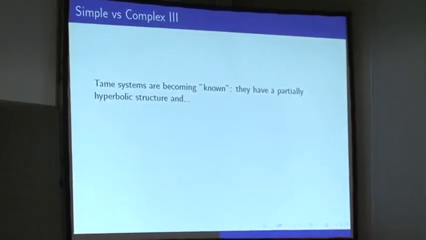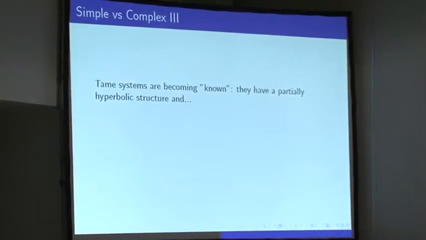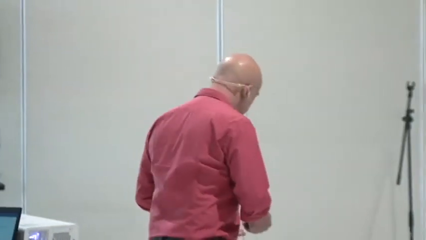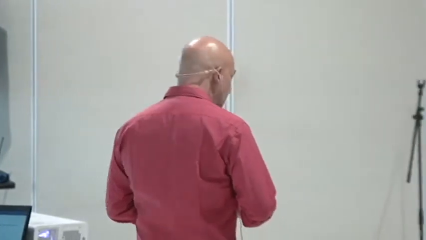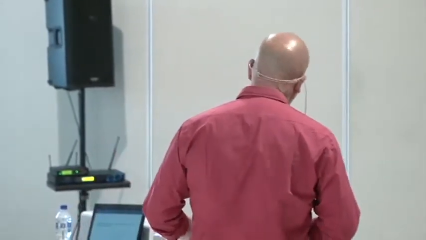Now let me say that tame systems are becoming known. We are starting to understand the structure of these tame systems. They are the hyperbolic chain recurrent classes that we do understand, but there are other ones, like the Mañé examples, that we start understanding. They have some partially hyperbolic structure. We are looking for the invariant measures that they have. They have the entropy is constant.